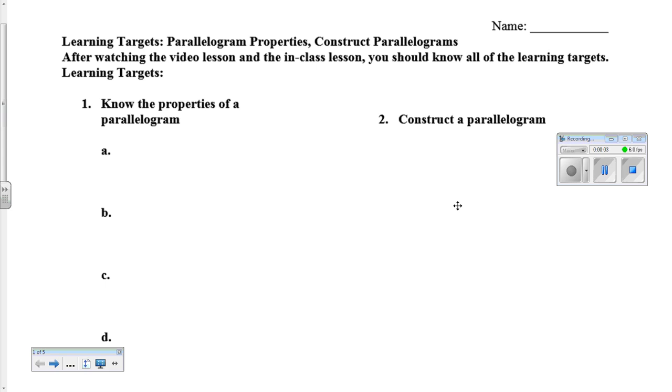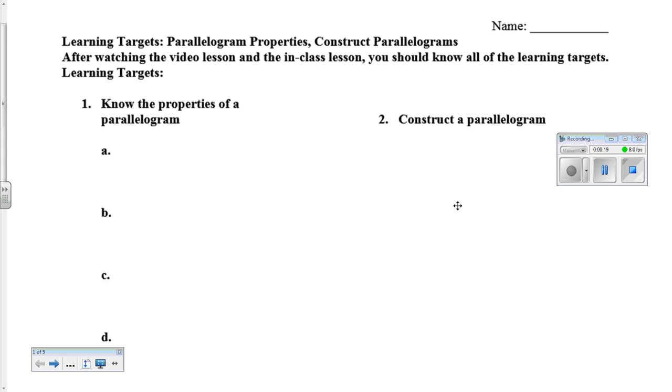All right, welcome to unit number 7, where we're going to be talking about quadrilaterals. Quadrilaterals are four-sided figures, okay, and there are multiple ones that we're going to learn about, the properties and all that good stuff. Today we are starting with parallelograms.